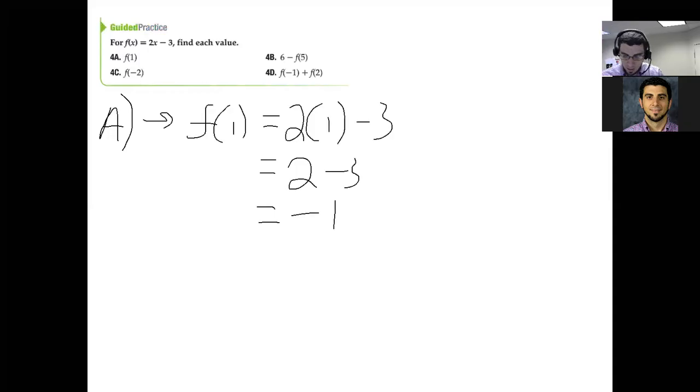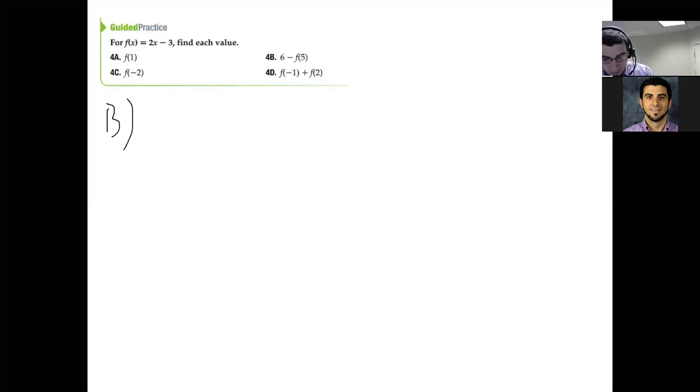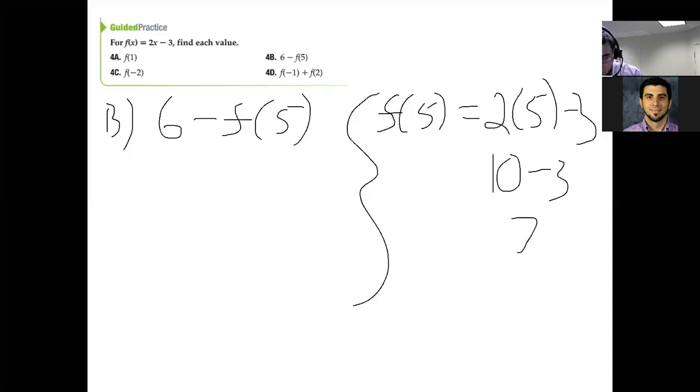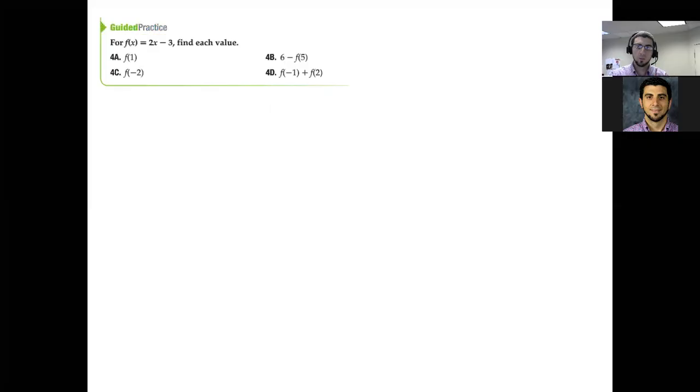Okay? Now for B, it's 6 minus f of 5. Okay, so this is saying find the value of f of 5 and subtract it from 6. So over here, what I'm going to do is figure out the value of f of 5 first, which is going to be 2 times 5 minus 3, which is 10 minus 3, which is 7. Okay? So then I'm going to do 6 minus f of 5. Well, what was f of 5? F of 5 is 7, so that becomes 6 minus 7, which is negative 1. All right? It's just helpful if you get the values and then put them back in.